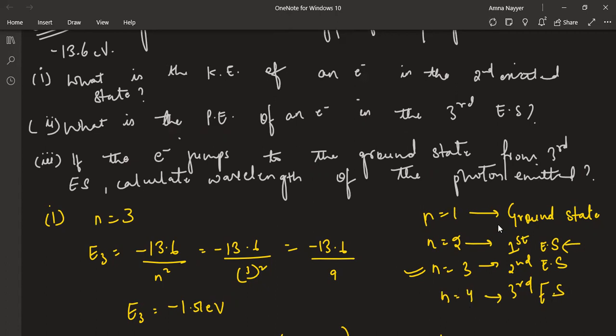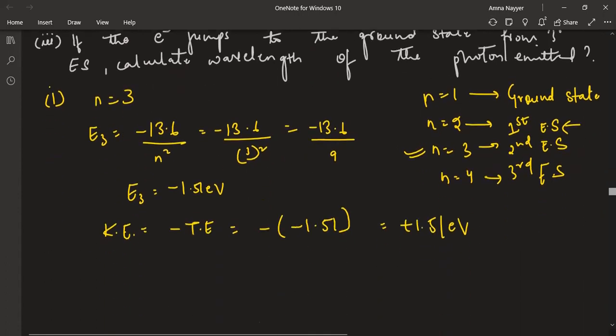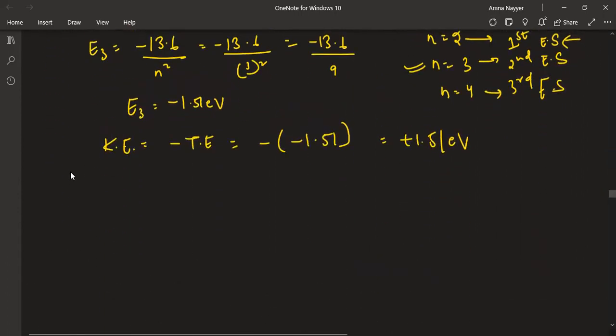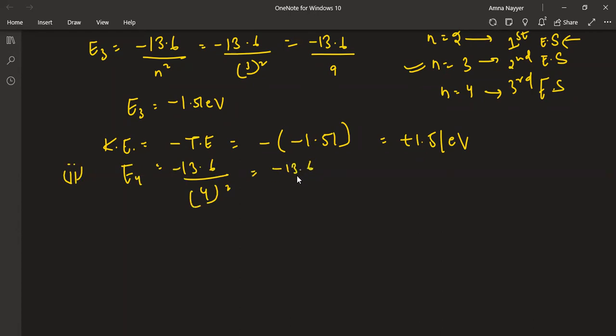Fine. Ground state was 1, 2 first, 3 second, 4 third. Like this. Whatever orbit you have, decrease 1 for the excited state. And when you want to find the orbit number, increase the excited state by 1. So if it was the third excited state, you will write n as 4. So now E4. E4, directly we remember the value, minus 0.85. It's better if you show it like this: minus 13.6 by 4 squared, which is minus 13.6 by 16. This is equal to minus 0.85 electron volt. All right.